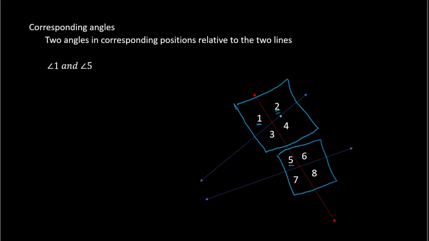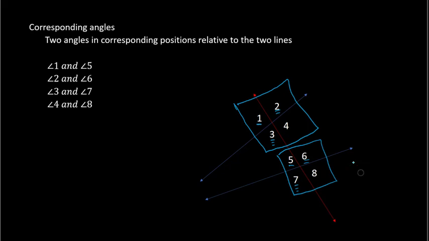Angle 2 is in the top right, angle 6 is in the top right, so angle 2 and angle 6 are corresponding. And then 3 is in the bottom left, 7 is bottom left, so angle 3 and angle 7 are corresponding. And then we have 4 and 8 both on the bottom right, so those are also corresponding.